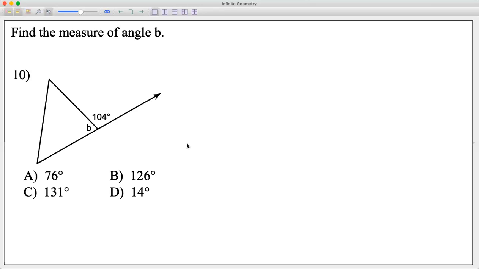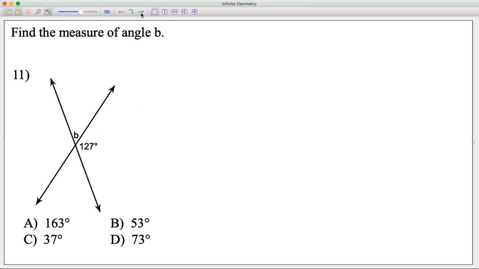So look at the answers again. Karis, which ones could it not be? See how much easier that was? So it's either going to be A or D, right? Hopefully you can just see from the number that's got to be A, right? 104 plus 76 is 180. Here's just another version of that same thing. It makes a straight line, subtract that from 180. Can't be A.